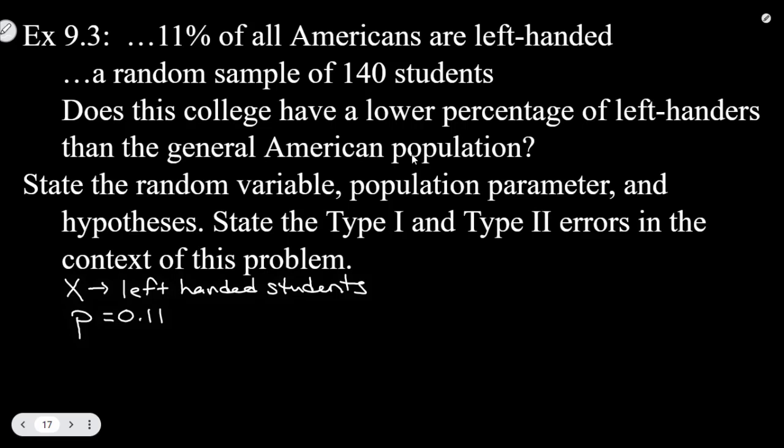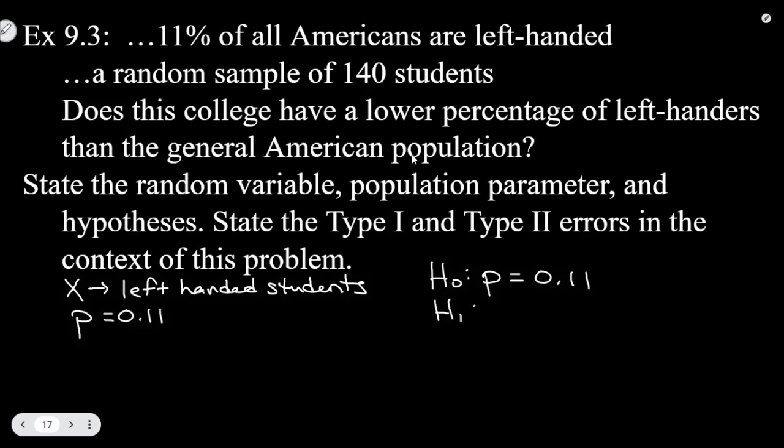Our hypothesis. Let's start with the null hypothesis, which would be that there is no change. P equals 0.11. That is what we believe to be true on our college campus, that the campus population proportion will be 0.11, just like the American population proportion.